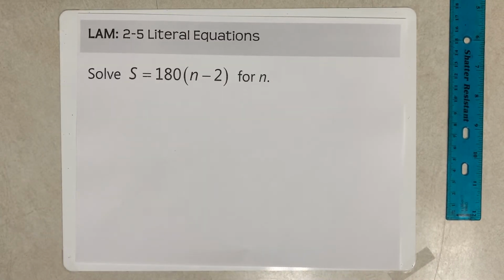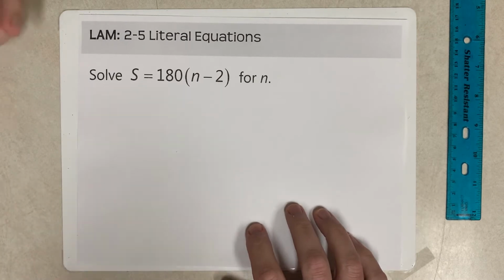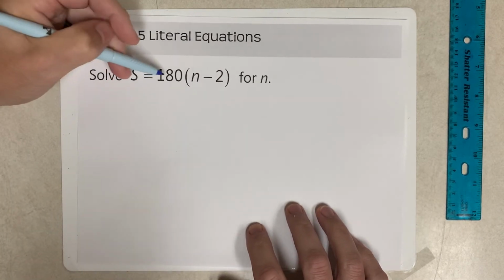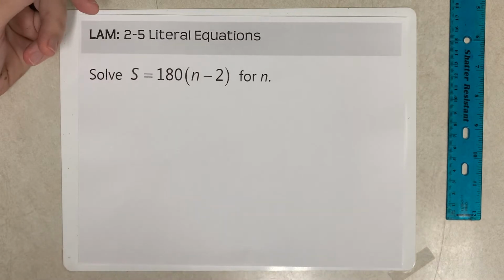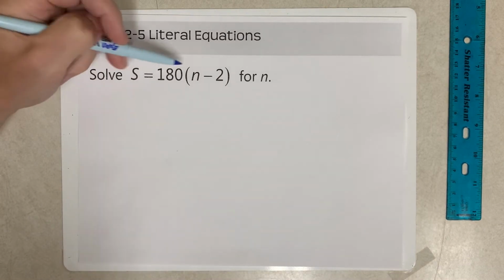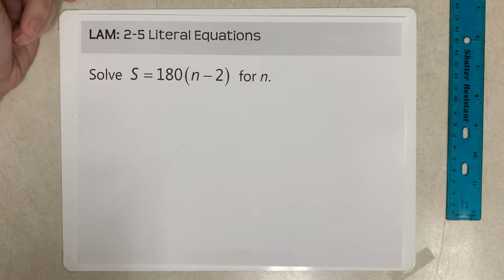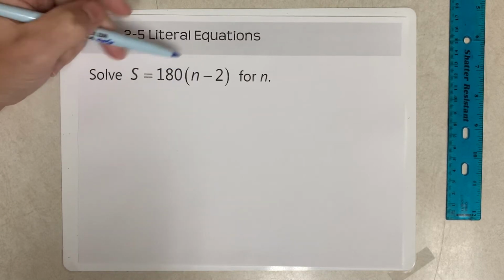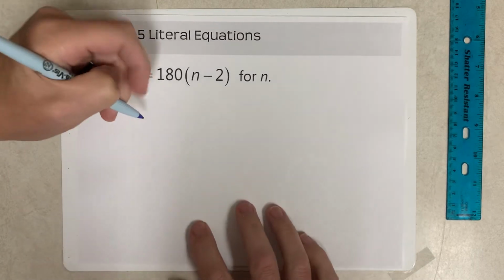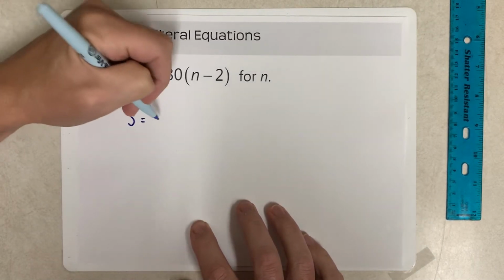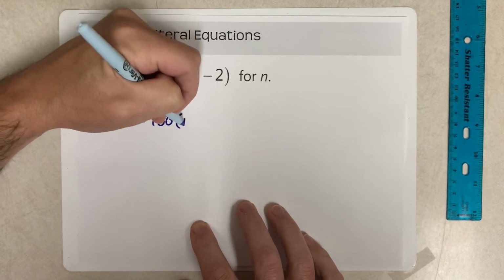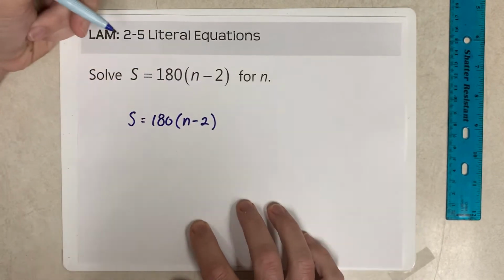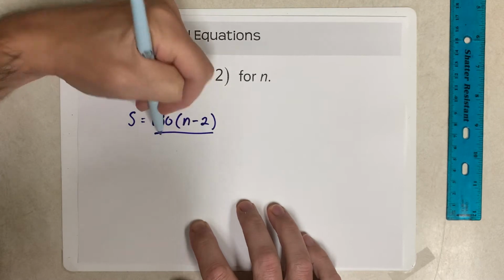Here's the geometry formula for the sum of the interior angles of a convex polygon. S is equal to 180 times n minus 2, and we just solve it for n. Now we could distribute the 180 to both these terms right there, but I'm not going to do that. Let's hold off on distributing first and see how we can do this. Let's have S is equal to 180 times n minus 2. What if I divide both sides by 180 first?